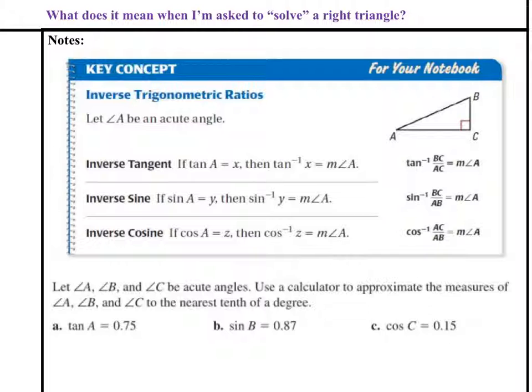Just like we've been doing for the last over a week now. When you use tangent, you have to use opposite over adjacent. When you use sine, you have to use opposite over hypotenuse. When you use cosine, you have to use adjacent over hypotenuse. The difference here is, because we're using inverses, we're going to input the ratio to output the angle.